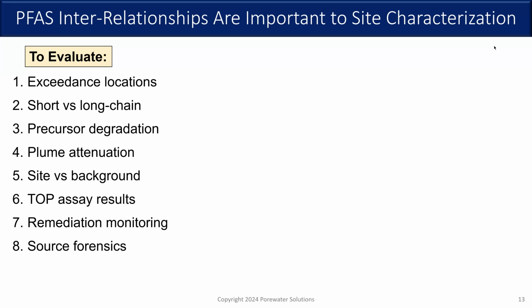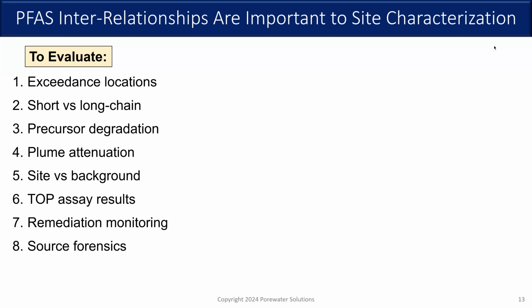So sometimes we might have a number of PFAS that are of concern that we might want to show exceedances for on a single map. Like we talked about with remediation, we might want to know how much PFAS are short versus long chain. That may actually affect what remedies are feasible at a site. If we're looking at precursor degradation, we have to look at the parent species and the daughter products together.